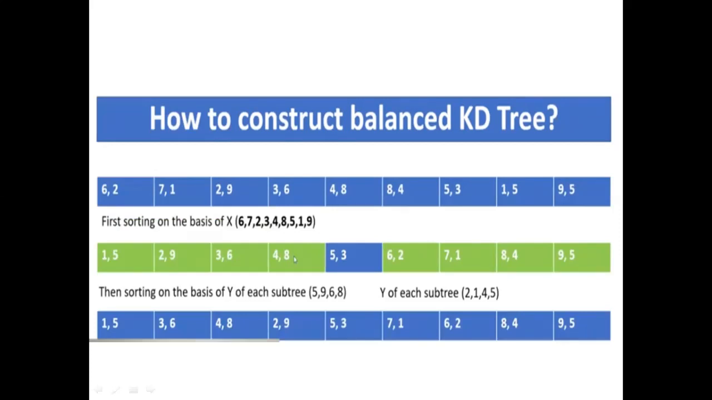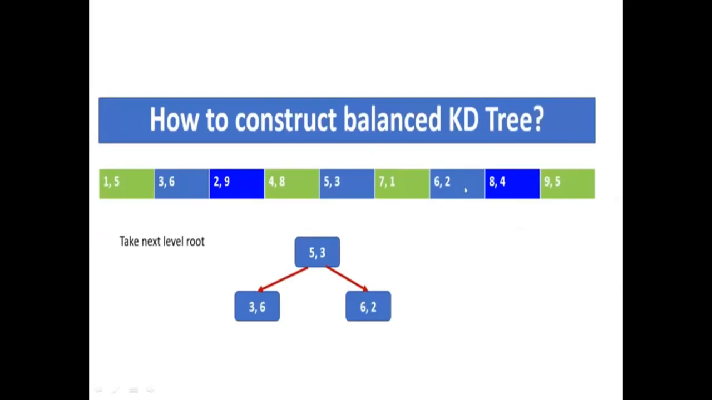Now the next thing we have to do is identify the median. Here we have a total of 4 points. So basically there are 2 points in the median, (3, 6) and (4, 8). So we can select any one. Let us select the first one. Similarly here we will select (6, 2). So the left child of (5, 3) will be (3, 6) and the right child will be (6, 2), as you can see here.